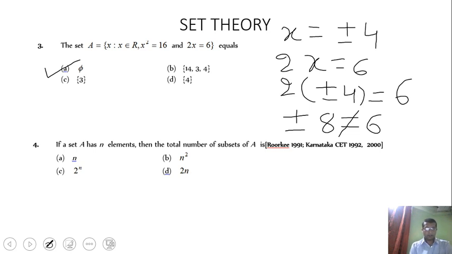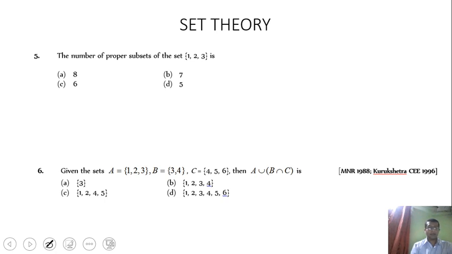Next example, if a set A has n elements, then the total number of subsets of A is. It is a standard important note, if a set has n elements, the total number of subsets is denoted by the formula 2 raised to n. So option C is the right answer.